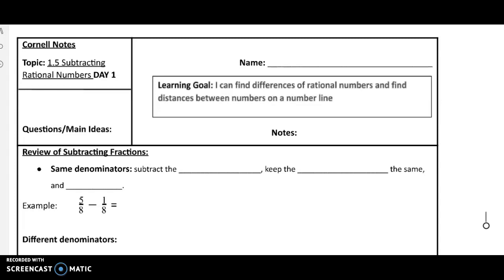All right, so now we're on 1.5, which is subtracting rational numbers. Our learning goal: I can find the differences of rational numbers and find the differences between numbers on a number line.